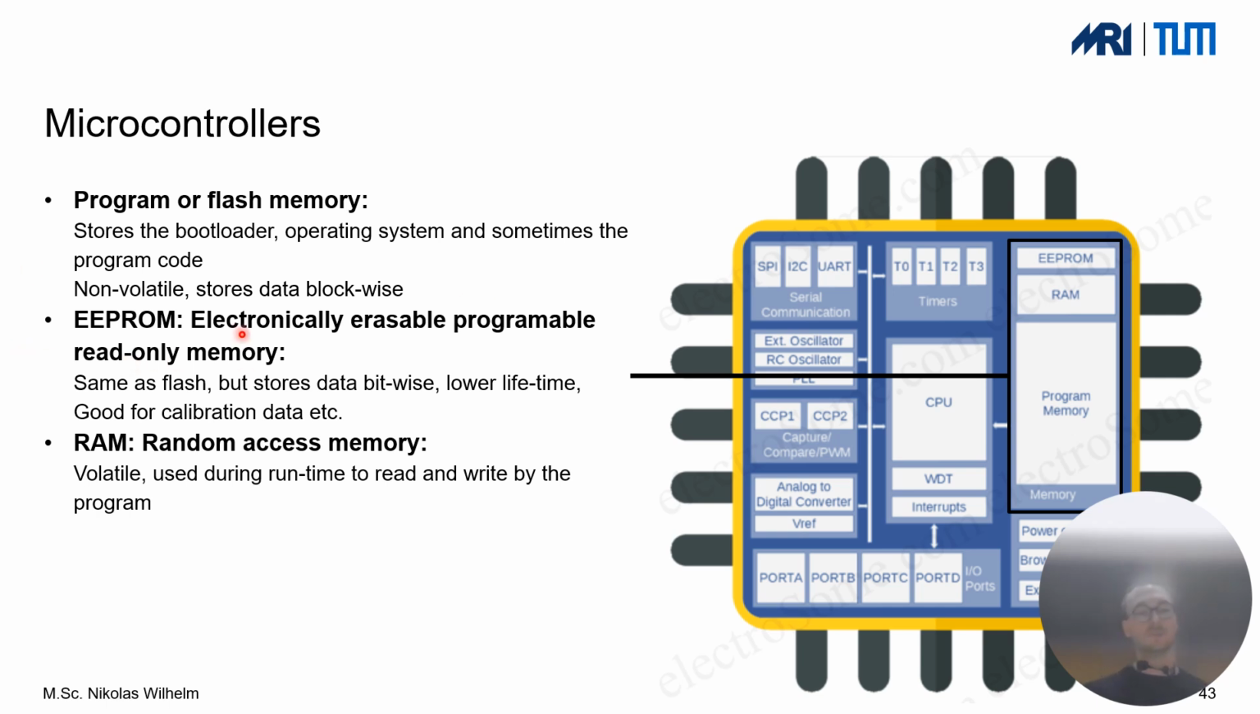The EEPROM is also non-volatile, but it has a lower lifespan, so it's a cheap solution for also having more memory available in a way. And then there's the RAM, the random access memory. That's the one that is actually volatile. That means if you shut down the system and you turn it on again, all the memory on that part is lost. But it's very handy for just accessing things during runtime.